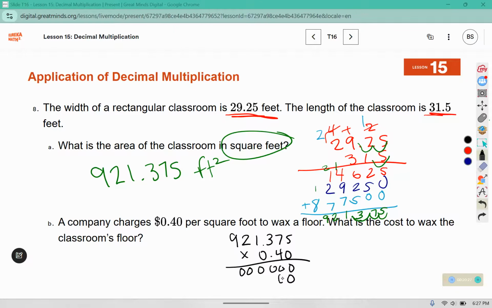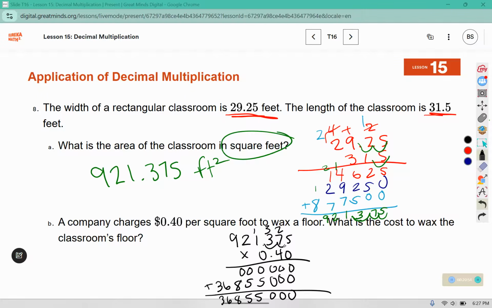4 times 5 is 20. 4 times 7 is 28. Plus 2 more makes 30. 4 times 3 is 12. Plus 3 is 15. 4 times 1 is 4. Plus 1 more makes 5. 4 times 2 is 8. And 4 times 9 is 36. Adding these all up, we have 3, 6, 8, 5, 0, 0, 0.